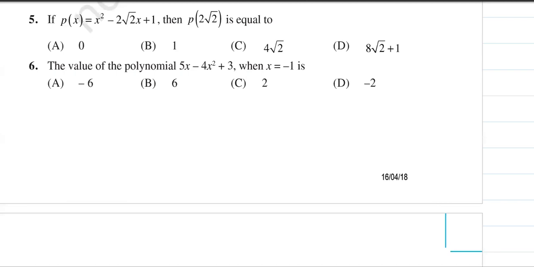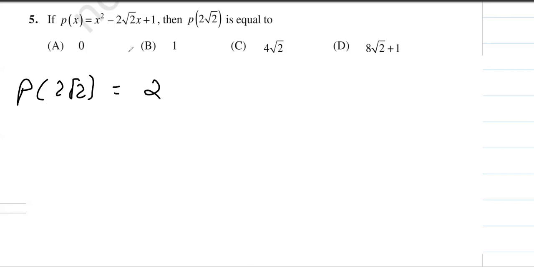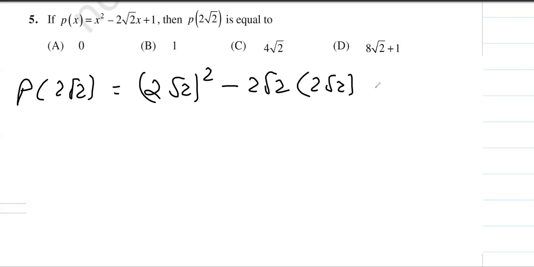In question number 5, it says p(x), which is a polynomial given here, and we have to find out the value of p(2√2). So we know that we can obtain p(2√2) by replacing x with 2√2. If I replace this x with 2√2, this is (2√2) squared minus 2√2. And this x again will be replaced with 2√2, and plus 1.